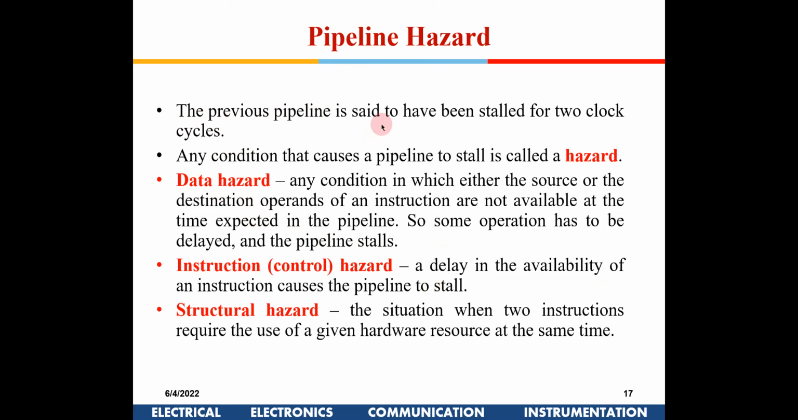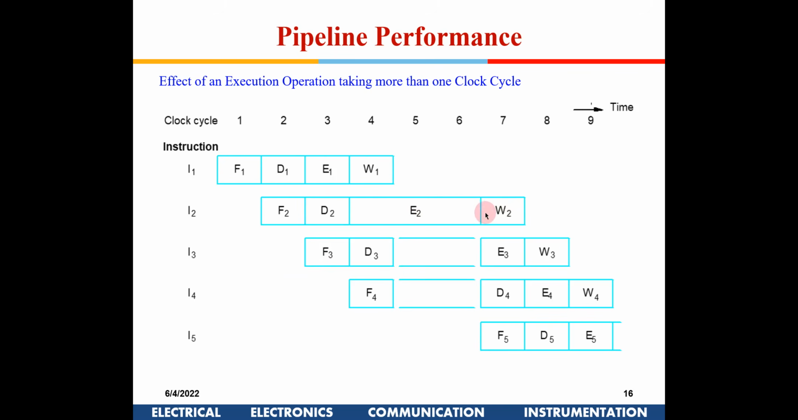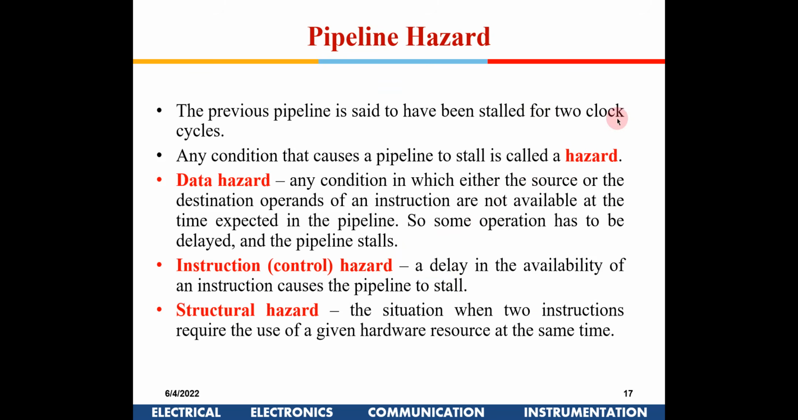Now whenever a pipeline gets stalled, for 2 clock cycles for example, we call it a hazard. This is known as stalling, right? Stalling means stopping for the previous instruction to get completed. Although this has completed out here, now it has to wait for the execution unit to become free. So this is known as stalling. Whenever stalling happens, we call it a hazard, right?